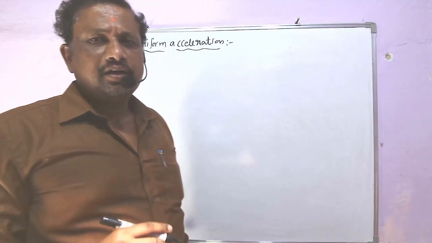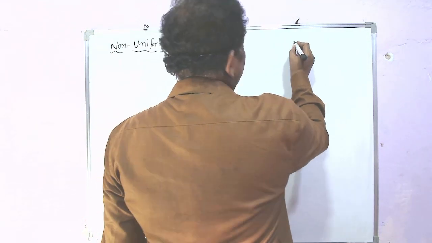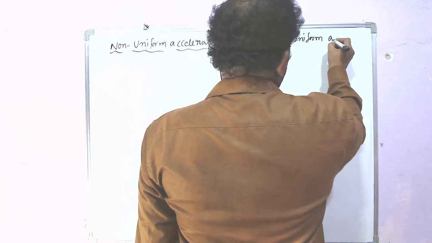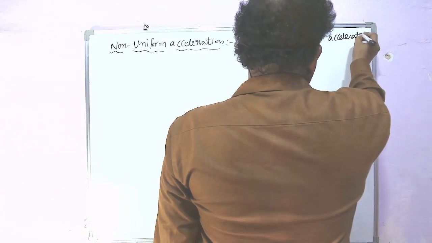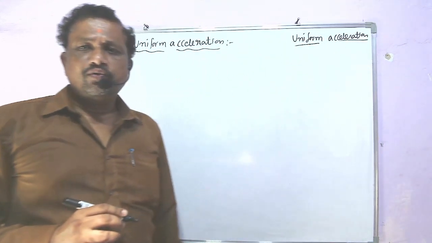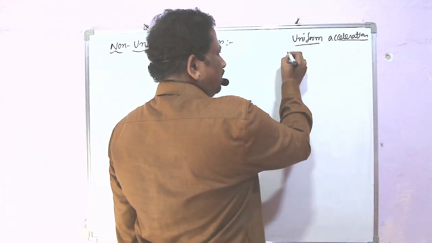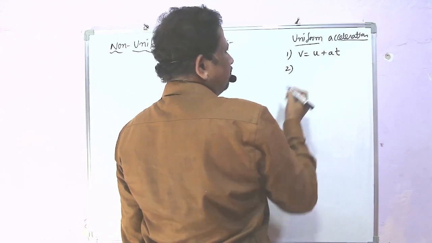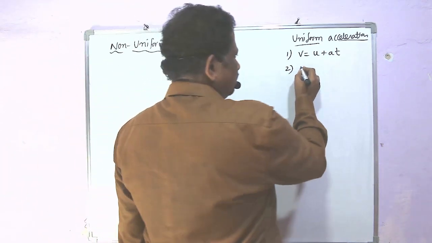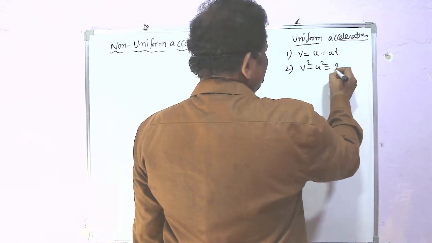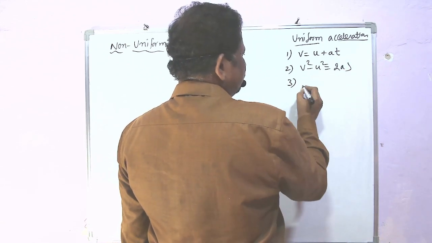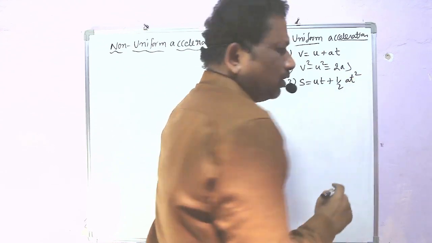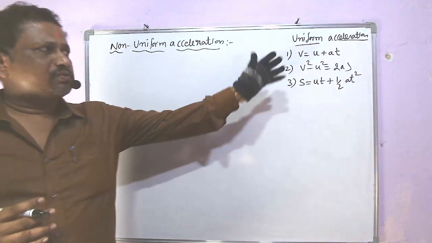So up to now we learned uniform acceleration. Kinematic equations for uniform acceleration, we derive v is equal to u plus at. Second one, that is v square minus u square is equal to 2as. Third equation, that is s is equal to ut plus half at square. These things we derive as kinematic equations for uniform acceleration.